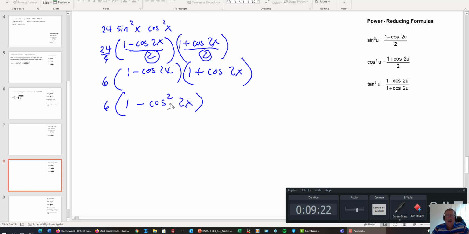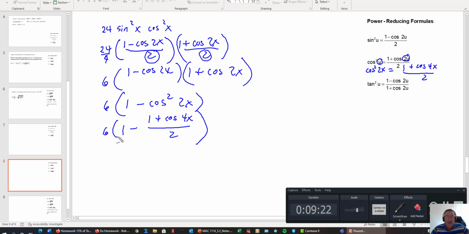All right, now once again, you don't have everything in terms of the first power, so we're going to have to use this one again. So we'll just come right under here and say the cosine square of 2x, just taking this and then doubling it, will equal 1 plus the cosine of 4x over 2. So that is what we're going to do in the next step. We're going to say 6 times 1 minus, and here's where people get in trouble with these, 1 plus cosine 4x over 2. They don't show their steps, then they don't get a common denominator here when they substitute.